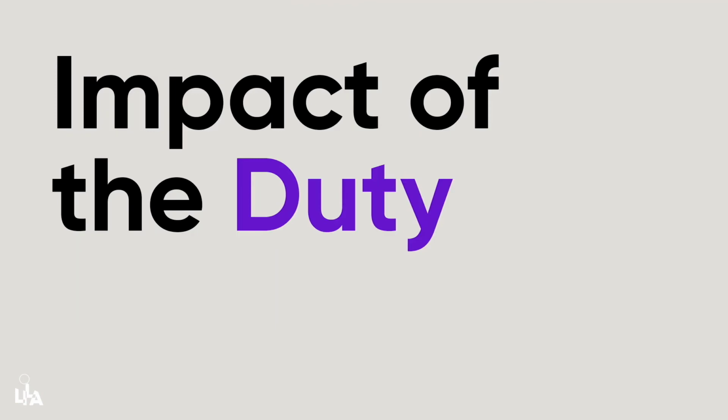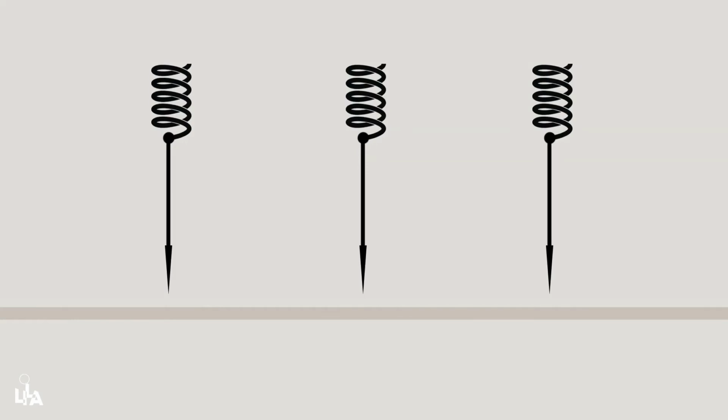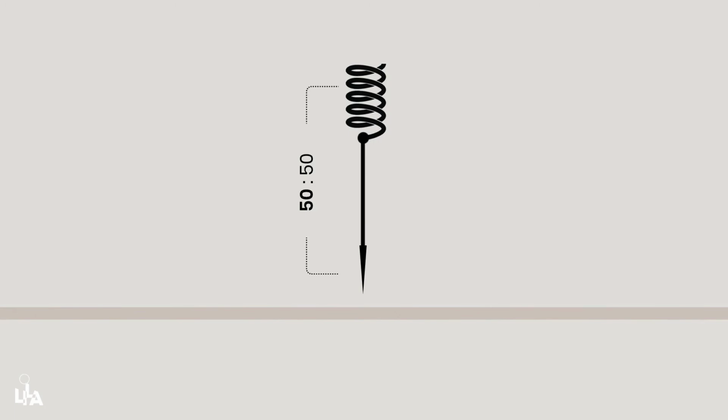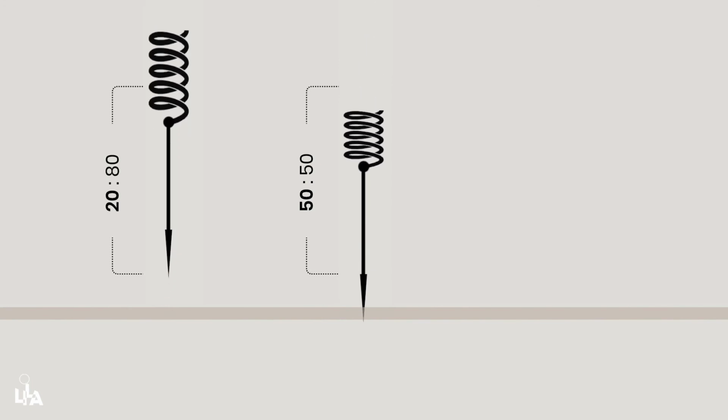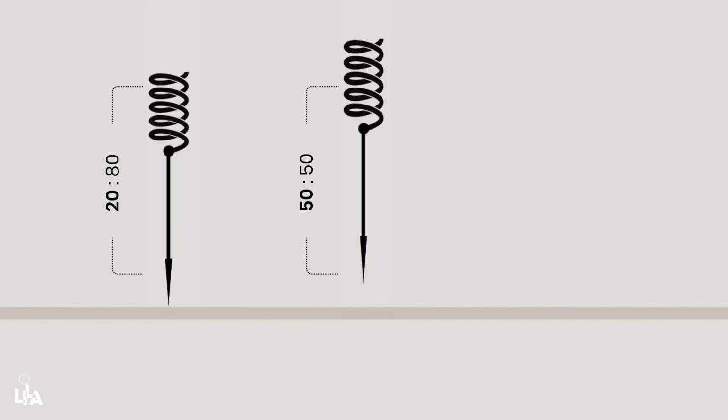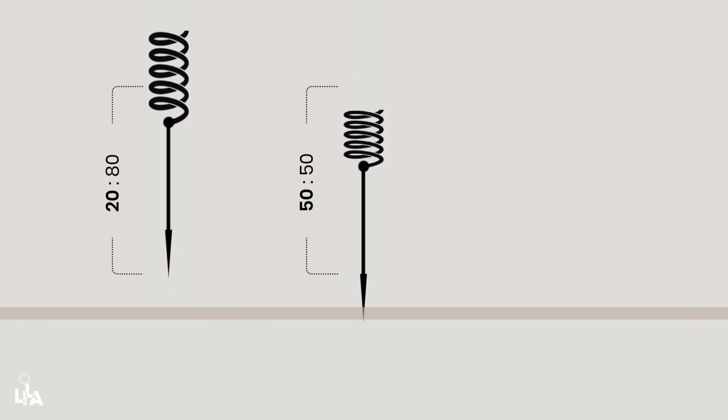Now let me show you how the duty changes the motion and the impact of the needle on the skin. I have again created a few needles with springs. Let's start with the first example. This spring has 50% duty, that is, the ratio is 50-50, 50 on the top, 50 on the bottom. It spends an equal amount of time on both the extreme ends. Now let's add another needle with 80% duty, that is the ratio of 20:80.